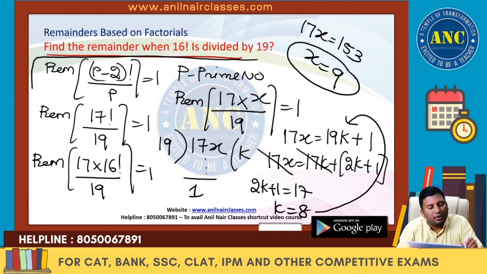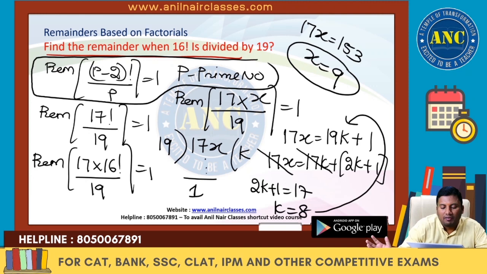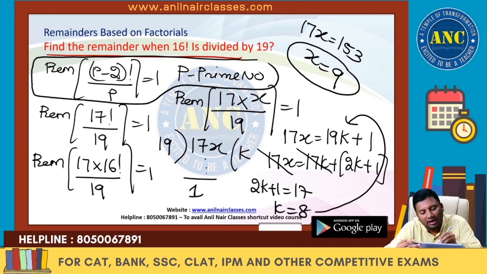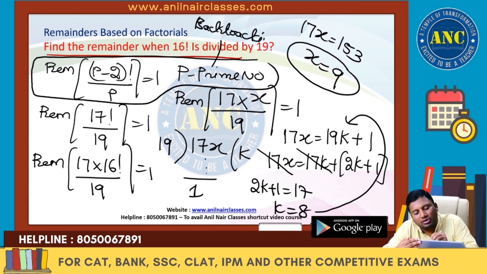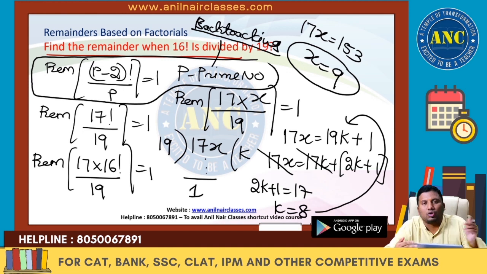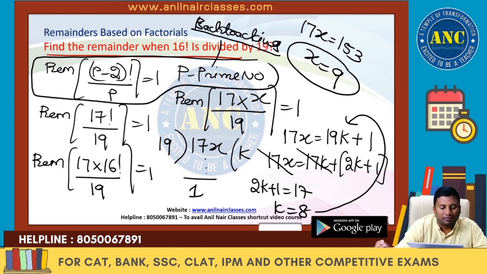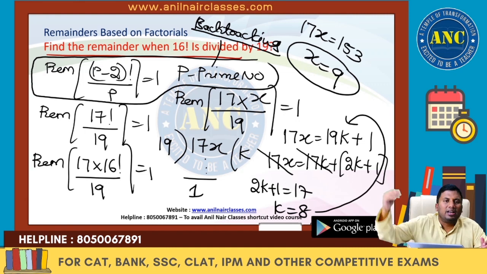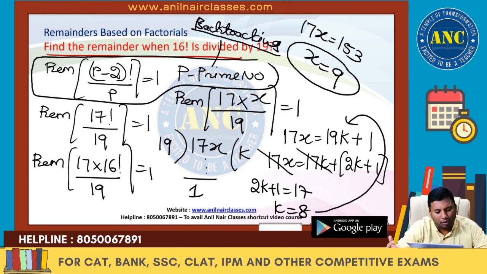The remainder when (P minus 2) factorial is divided by P is 1 when P is a prime number. Again, what did I use in this question? I used a backtracking method. (P minus 2) factorial by P is 1, and 17 factorial by 19 is 1. From there, I went. This is a very long method. Directly, you can tell the answer if you know the approach. I hope this approach is clear.